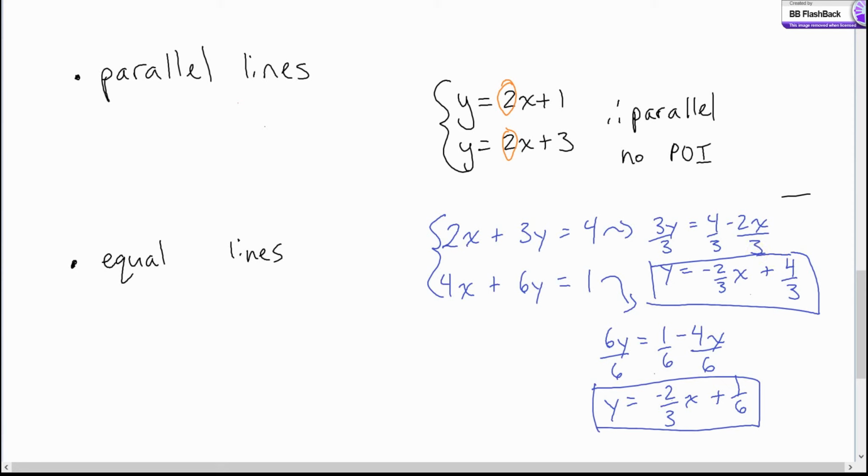Okay, so what can we say about this? These have the same slope, but they have different y-intercepts. So these are parallel to each other. They're not equal. If they're equal, they would also have the same y-intercept. That's something I didn't really talk about up here. Notice that these y-intercepts are different, so they are not equal. They're simply parallel but distinct. So again, this has no point of intersection.